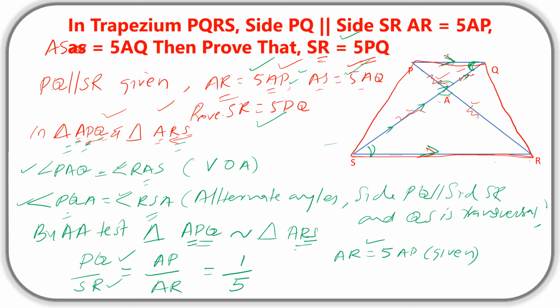So this is given. So this is applicable here also because corresponding sides. So we will write SR is equal to 5 times PQ. So this is the answer. Proof. Right, hence proved. A question which had come in the previous year in the board exam. So this type will come. Okay, we will go ahead.